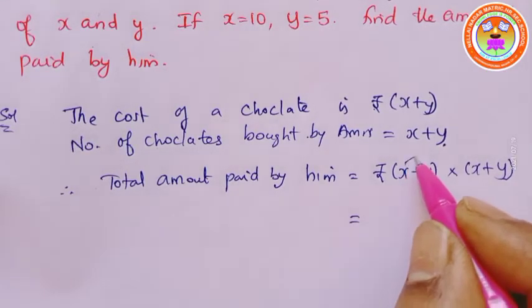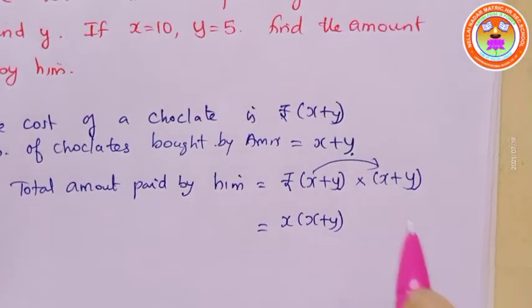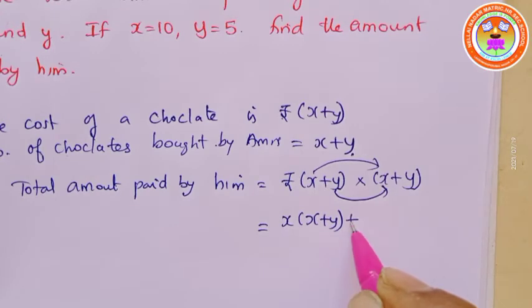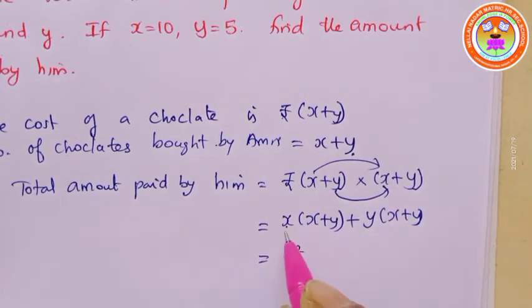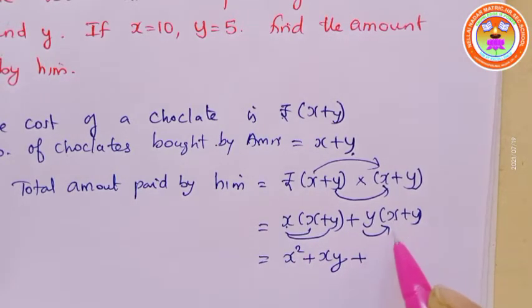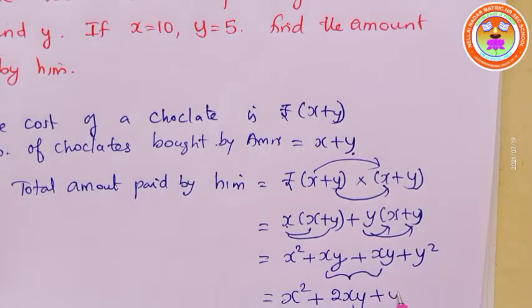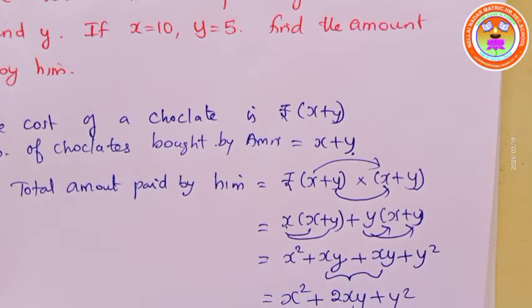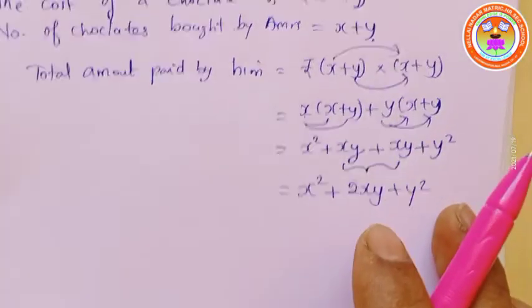Now x with x plus y, y with x plus y. x into x, x square, plus x into y, plus y into x, xy, plus y square. So x square, xy and xy are like terms, so 2xy plus y square. So the total amount paid by him is x square plus 2xy plus y square. It's clear, students?